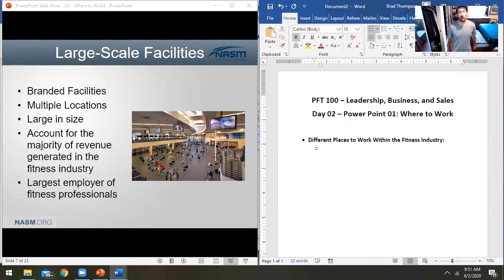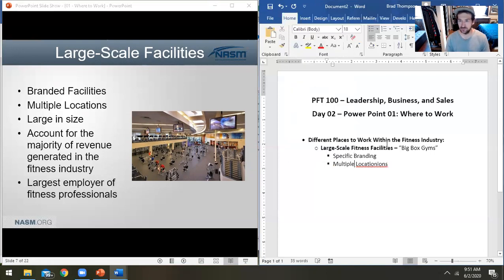So you have large scale fitness facilities. These are your big, often referred to as big box gyms. This is not a real definition. This is just what you're going to hear a lot, but we'll call them big box gyms, right? Oftentimes they are very branded. They have multiple locations. They're really large in size.